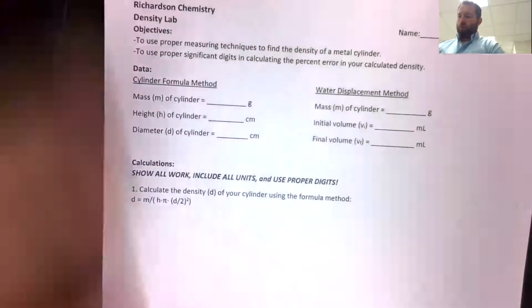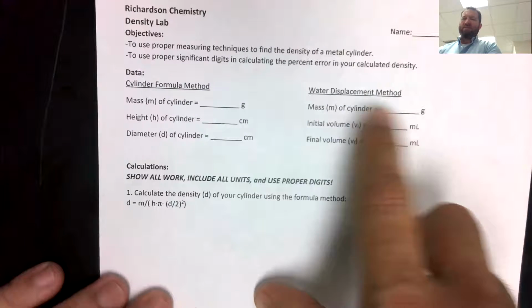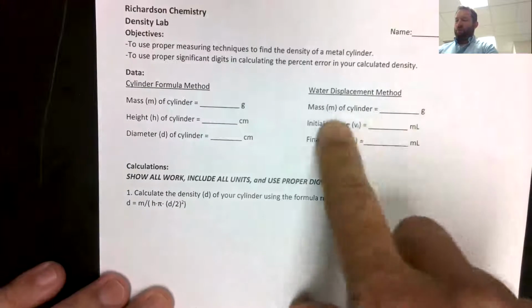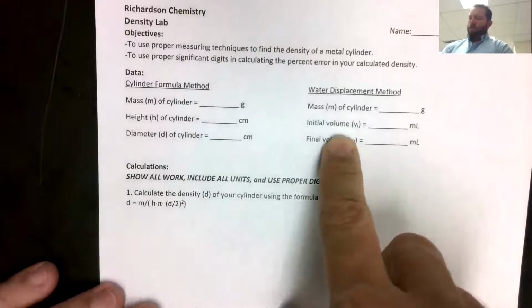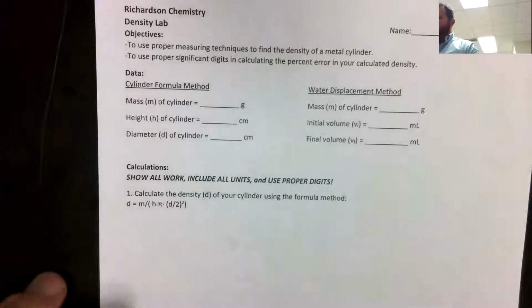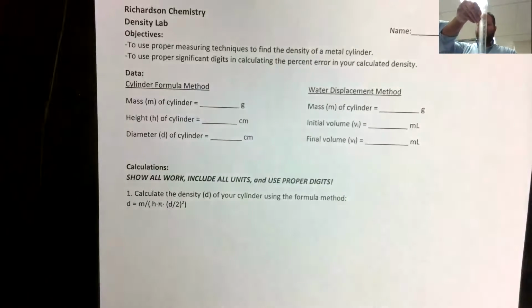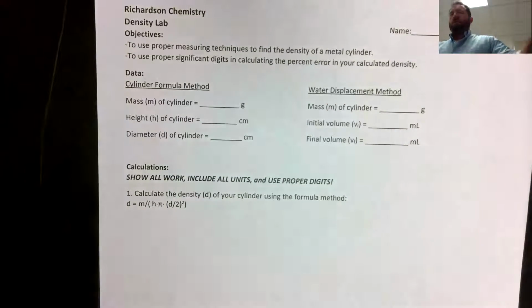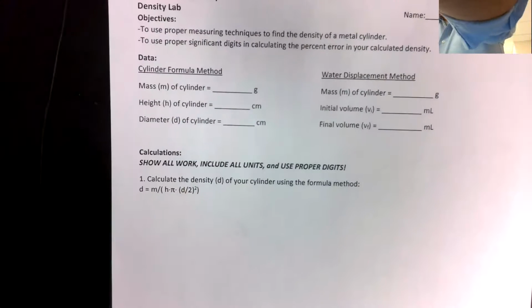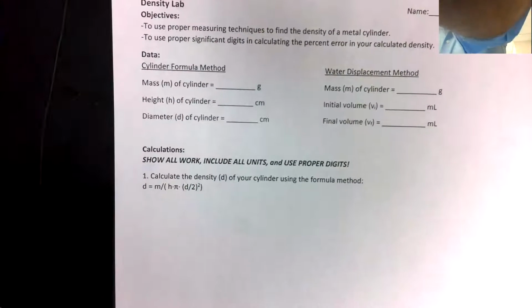I'm going to go ahead and move to the next part. Again, we can use the same mass that we got to begin the lab for the metal cylinder. But this next part, we're going to do water displacement. So we use a graduated cylinder. Here we are, a graduated cylinder for that. So we'll take two volumes. I'm going to not fill it up with water.